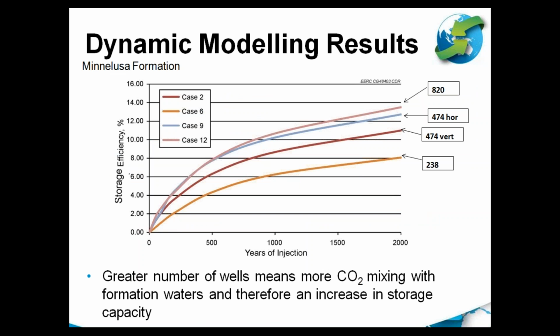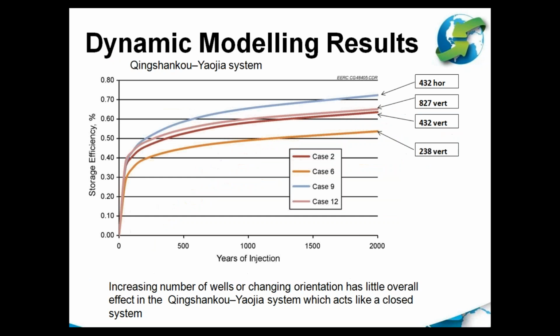Modeling, we're still in stage one, and the modeling attempted to show the variation in storage efficiency that could be achieved with varying degrees of wells and orientation. And as you can see, increasing the number of wells up to as much as 820 does not necessarily improve the storage efficiency to any marked extent. And this is a phenomenon we'll see later on.